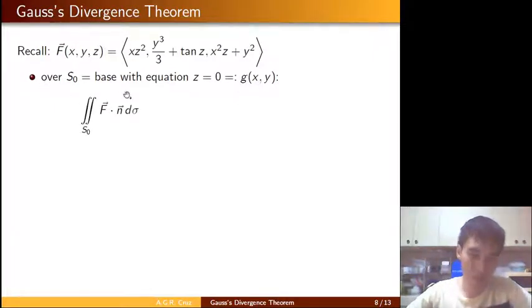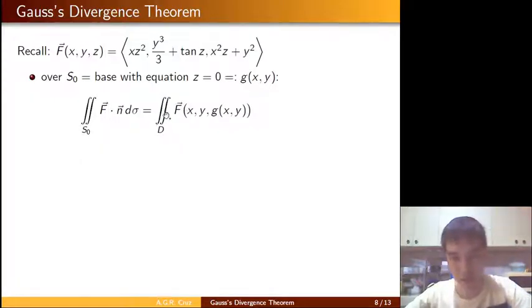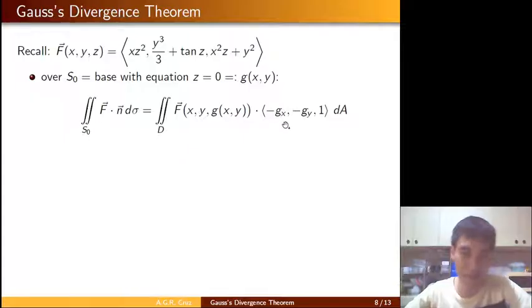So kapag kinompute nyo, by definition, yung surface integral ng F over S naught, what's that equal to? It's now equal to the double integral over yung projection D onto the xy plane. We will describe that later. Tapos yung integrand natin is now F of x, y, g of x, y, where you replace z with g of xy, no? That's how the definition goes. And then this vector, you take its dot product with the vector negative g sub x, negative g sub y, and then 1. So inject na natin yung example natin dito sa definition natin.